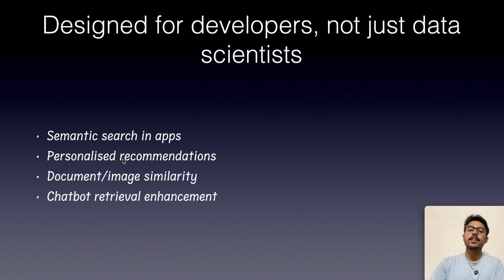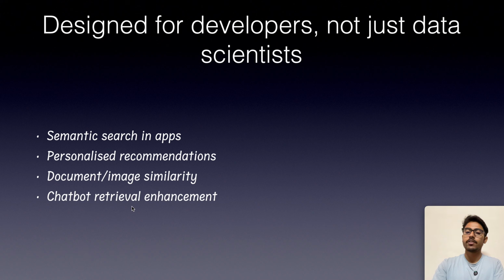Most importantly, the vector search that we are going to see has been built with developers in mind and not just data scientists. The primary goal of this tool is to provide semantic search in apps, personalized recommendations, mostly in e-commerce and similar shop websites, and document and image similarity. If we have a multimodal scenario where both document and image deliver meaning to the embeddings, then we can call in vector search in Firestore to do the job.